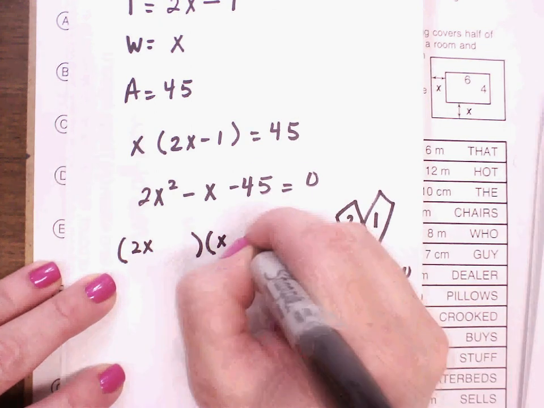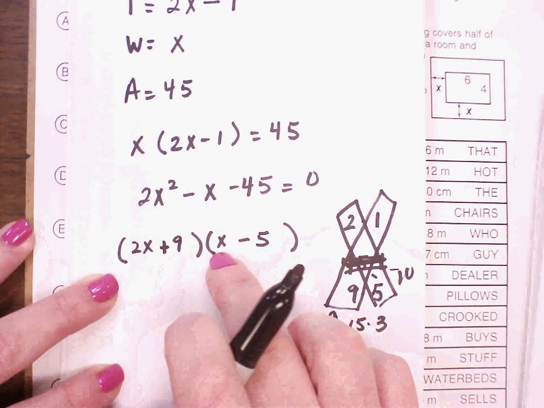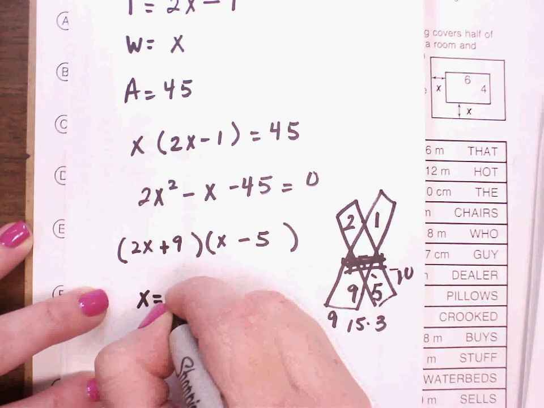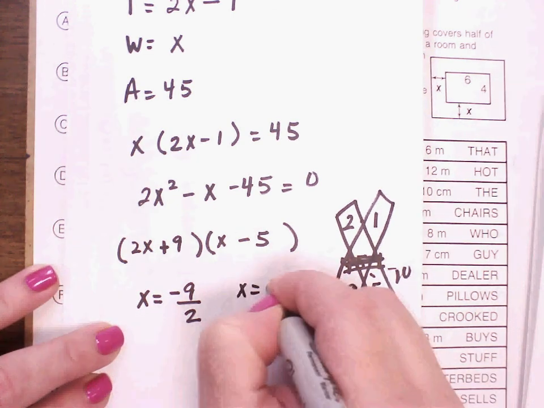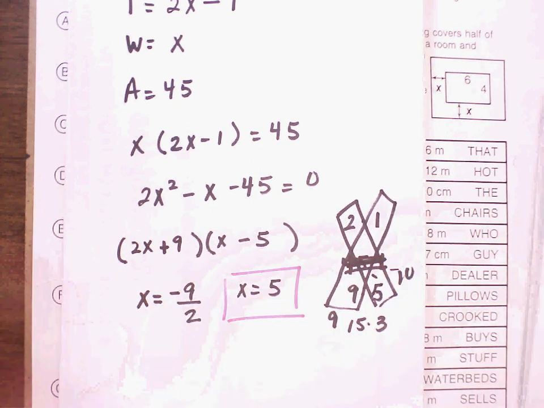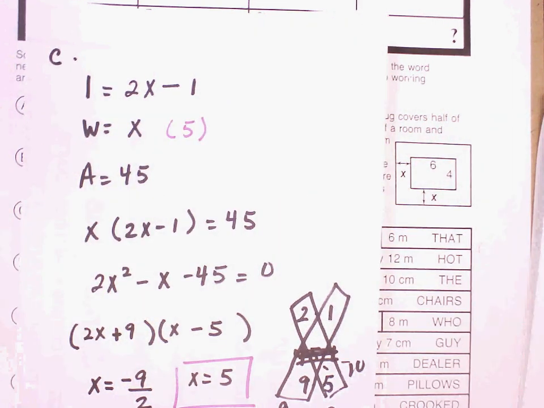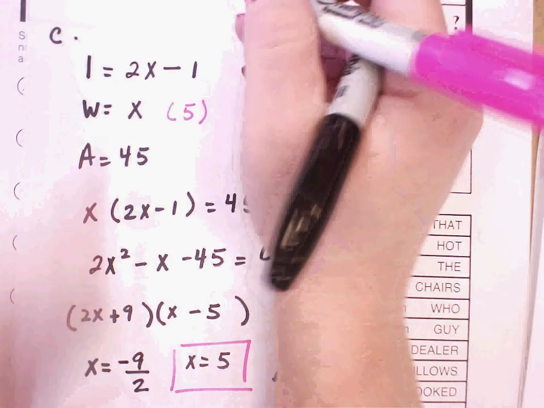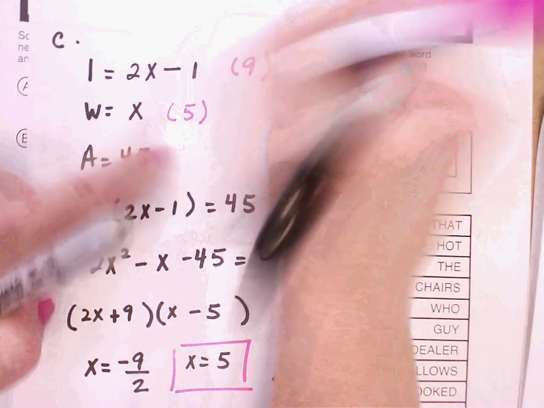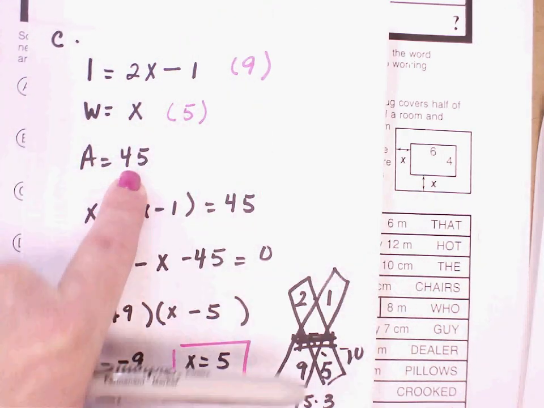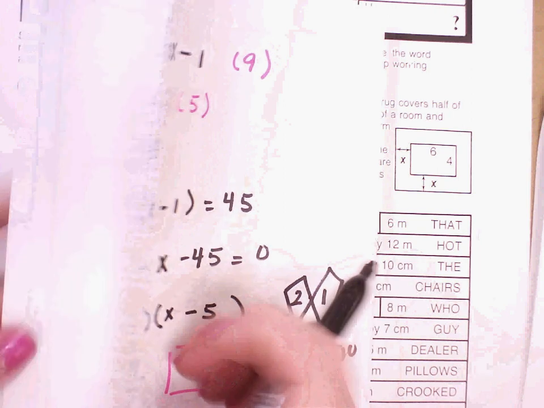So 2x and x. The 5 and the 2 need to be multiplied, so same parentheses or different parentheses. So minus 5. And then the 9 needs to be in the different parentheses as that 1. Okay, so x equals what? Negative 9 divided by 2. And x equals? All right, so this is 5. See, in that case, it's not going to be that negative 9.5. Because 2 times 5 is 10, right? Minus 1. So it's a 9 by 5. And then 5 times 9 is 45, right? Yay?